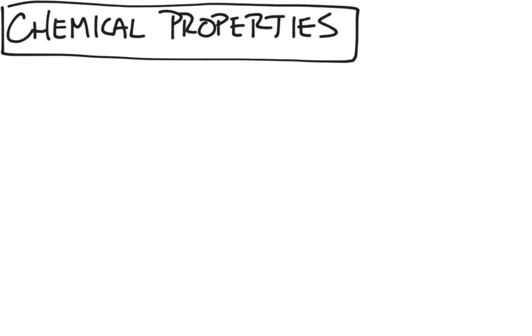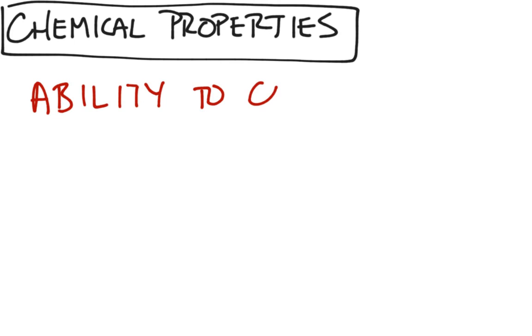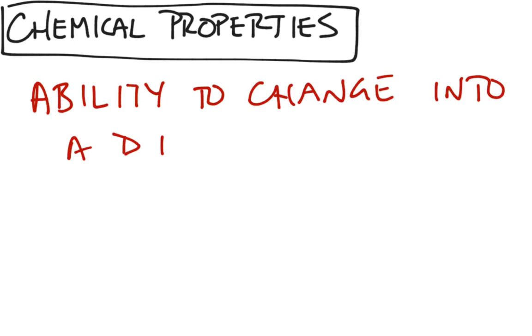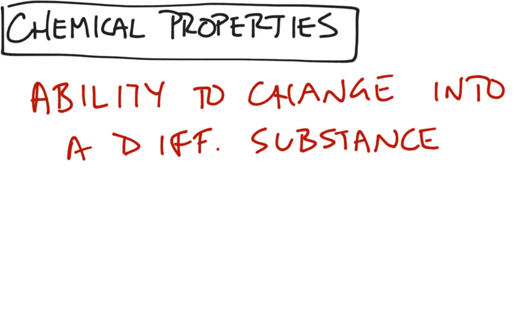A chemical property is the ability of a substance to change into something else. Ability to change into a new substance or a different substance. Now, the crazy thing about chemical properties is that they can only be observed by actually doing that change, by actually going about and making the change.